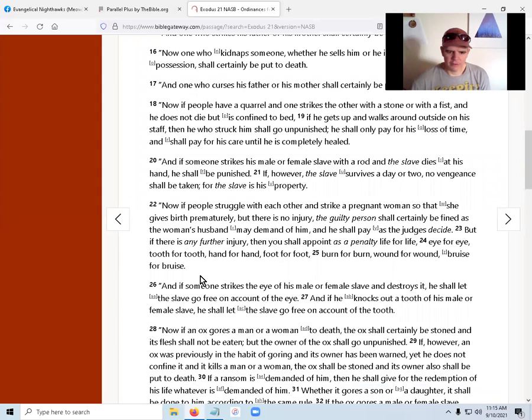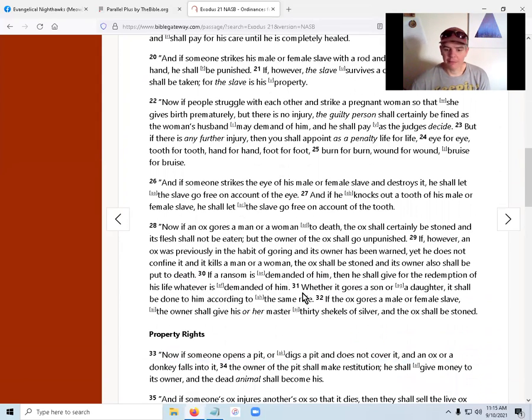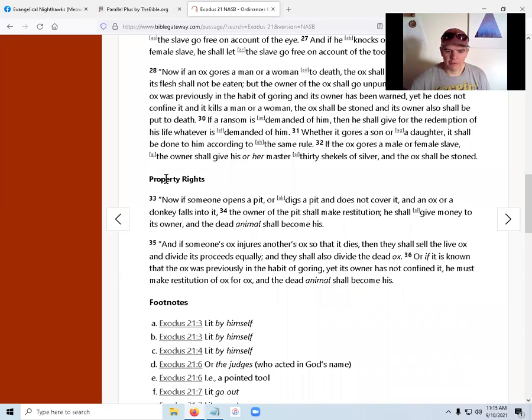A pregnant woman, if someone strikes an eye. So it's all about striking. Oh, look, an ox now. So it's kind of in a general order, property rights. If someone opens a pit, digs a pit, does not cover it, and the ox or donkey falls, the owner shall make restitution, even the animals. If someone's ox injures another ox so it dies, then they shall sell the live ox.